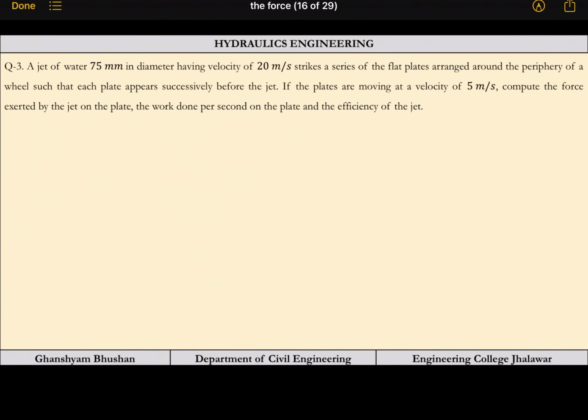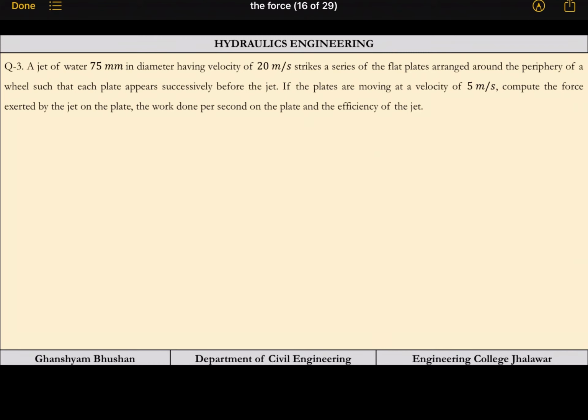Let us check the next case. So a jet of water 75 mm in diameter, velocity 20 meter per second, strikes a series of flat plates arranged around the periphery of a wheel such that each plate appears successively before the jet. This we have already discussed in the previous, or I think previous to previous lecture.